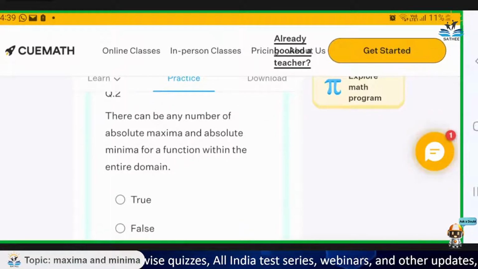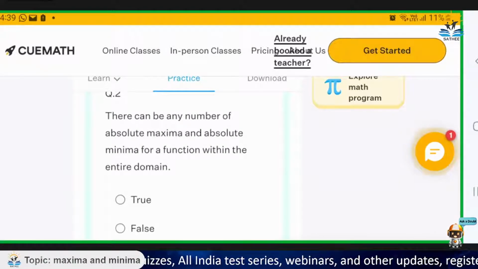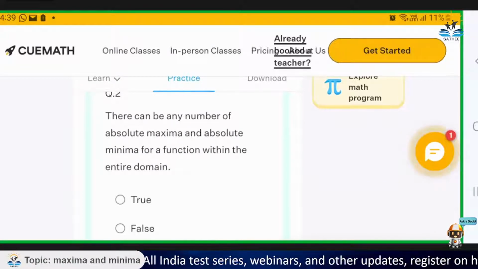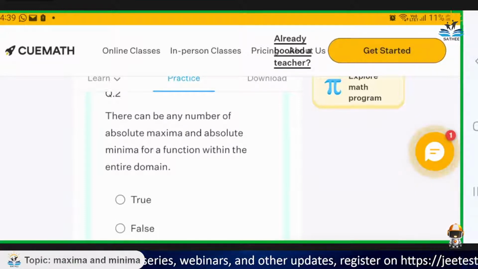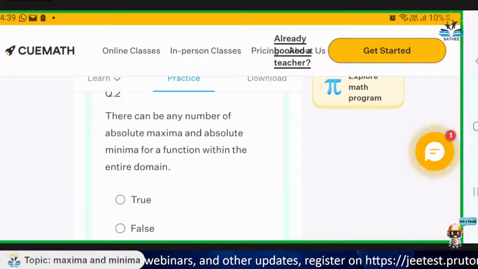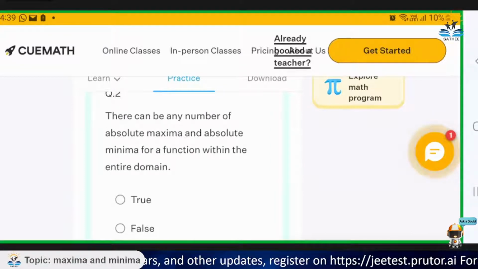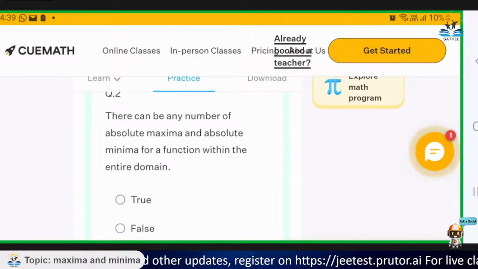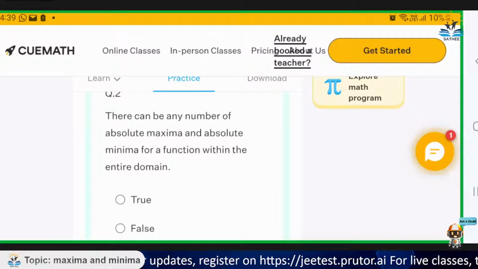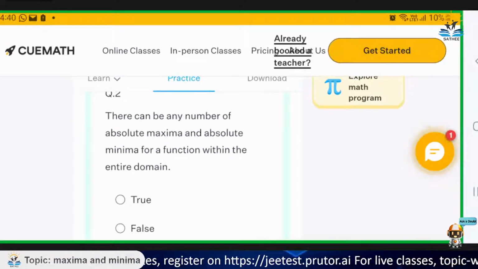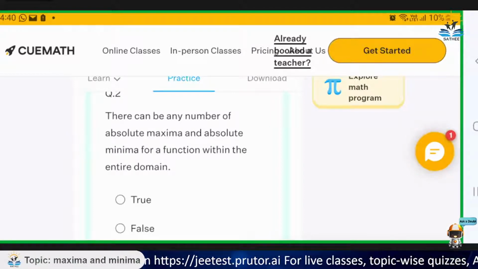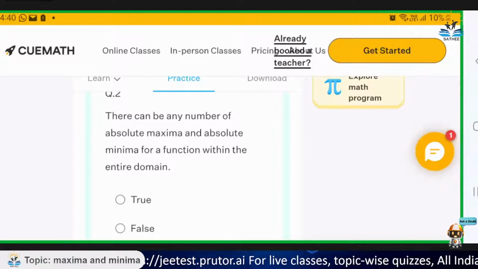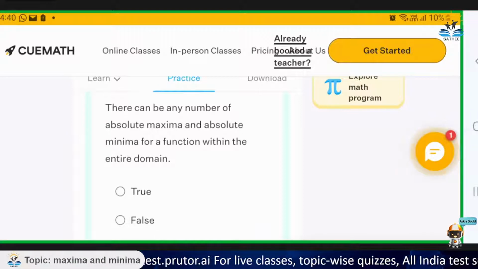Now, the second question says there can be any number of absolute maxima and absolute minima for a function within the entire domain. So is this true or false? This type of question has been coming in the recent mains exam. Like, there were not many reasoning questions before, but now they are asking these questions in the mains.